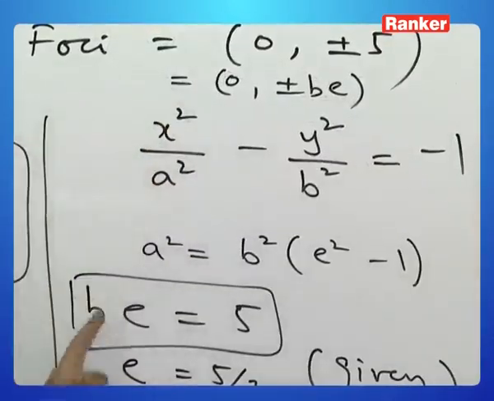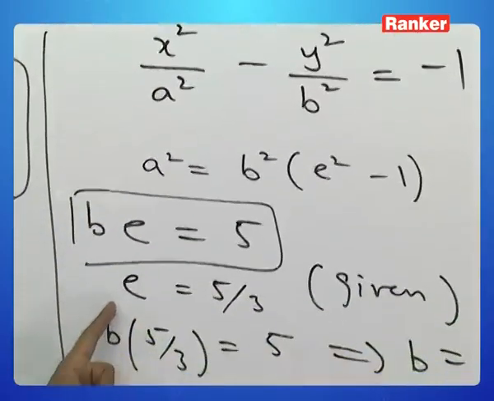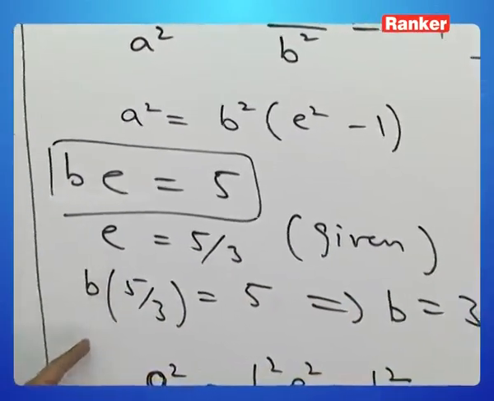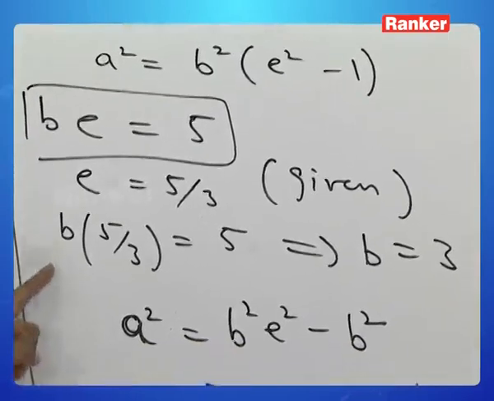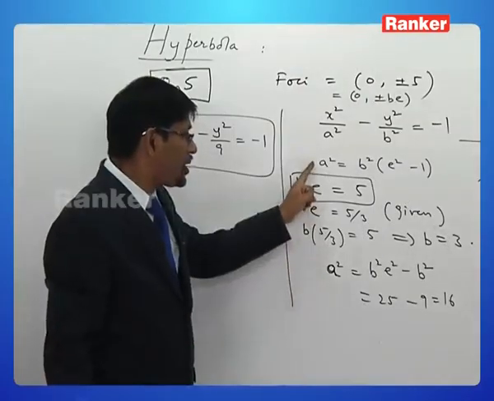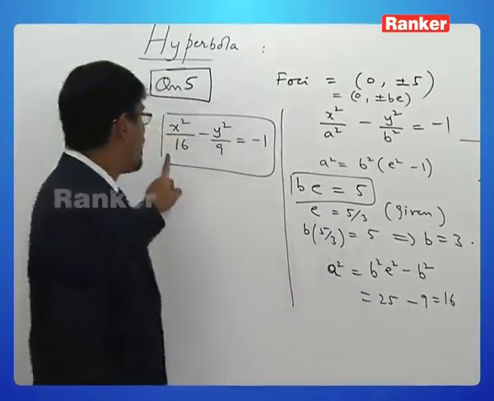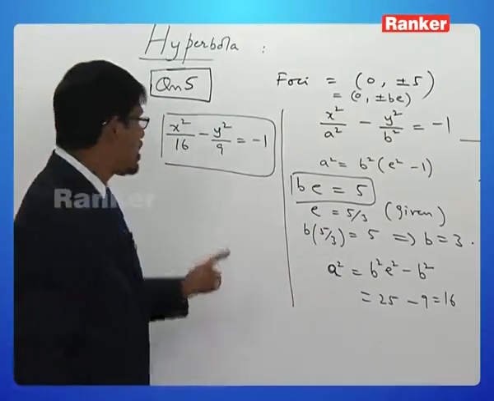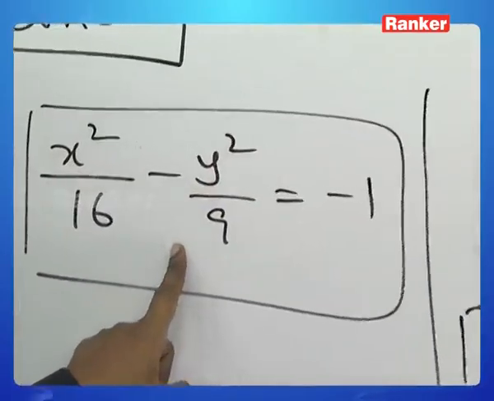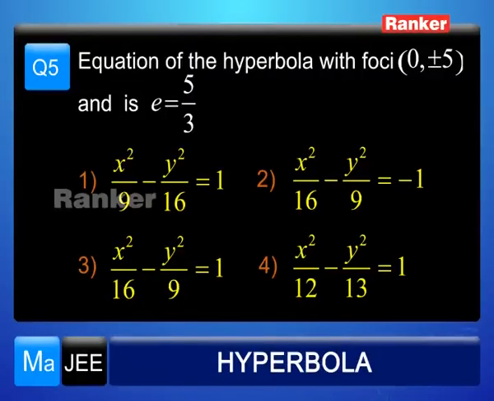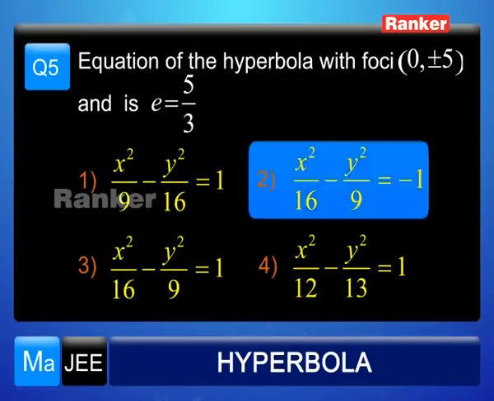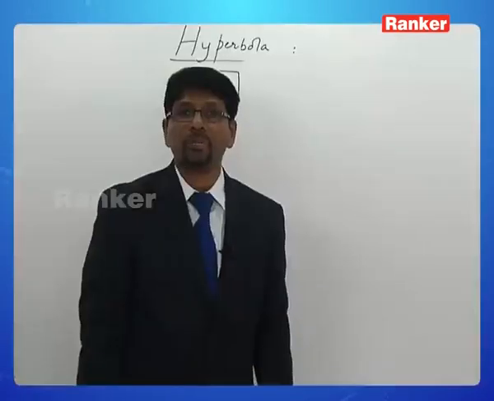So comparing, we have BE to be 5. E is already given to be 5 by 3. So that gives us b to be 3. And therefore, now using this relation, a square is equal to 16. Therefore, we are getting x squared by 16 minus y squared by 9 is equal to minus 1. And which is the right option here? Option 2 is the right option. Let's move to the next question.